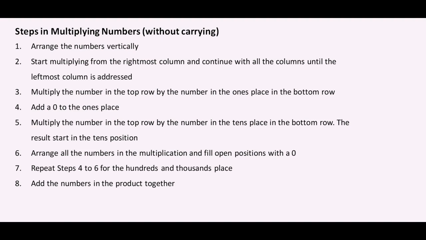be based on the number in the bottom row, and you want to start from the right hand side of that bottom row and keep going towards the left hand side until you have multiplied by the digit in the leftmost column on the bottom row. So let's just see what that means.